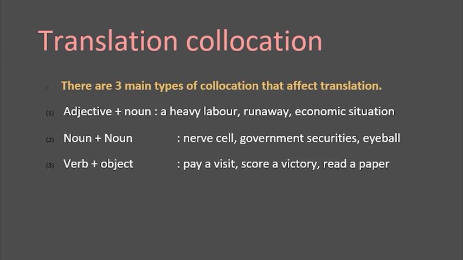There are three main types of collocation that affect translation. Number 1, adjective plus noun: heavy labor, runaway economic situation. Number 2, noun plus noun: nerve cell, government securities. Number 3, verb plus object: pay a visit, score a victory, and read a paper.